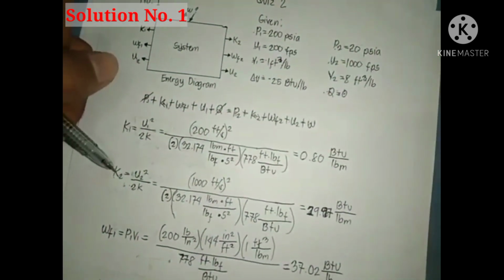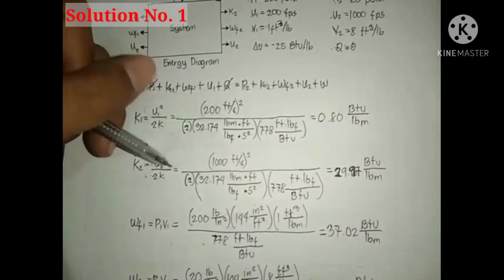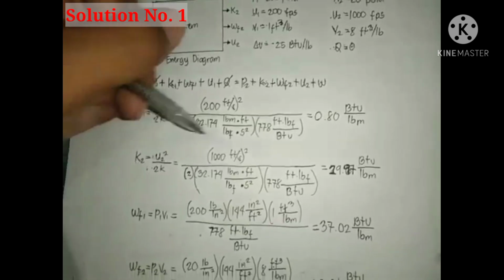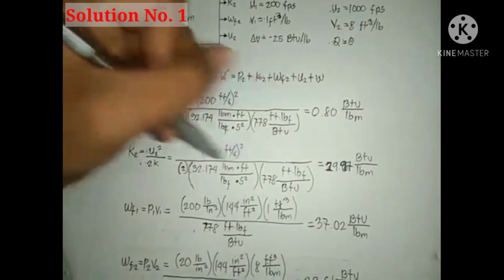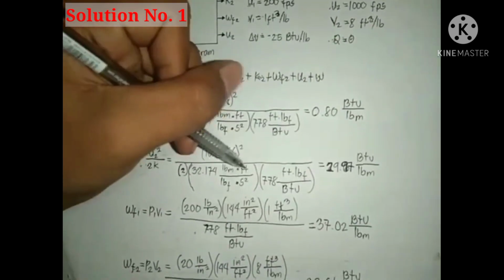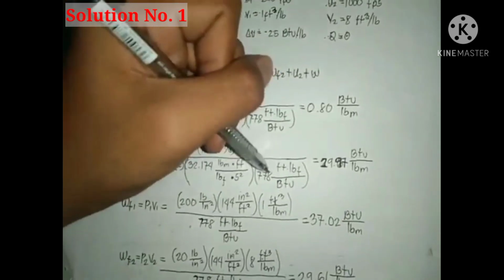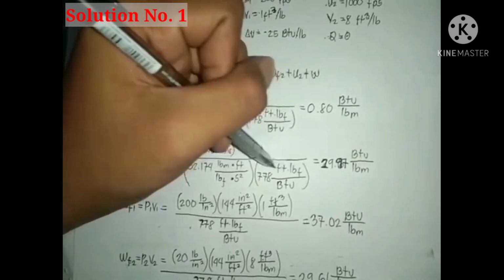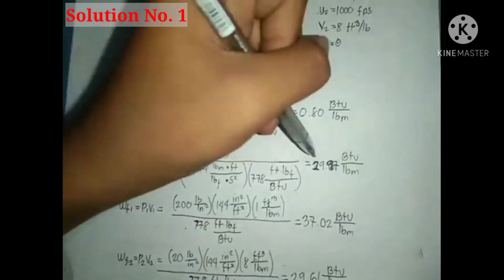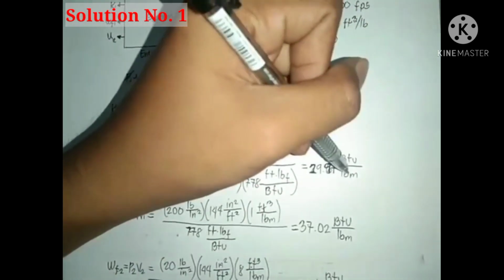To find the kinetic energy 2, we use this formula. K2 is equal to velocity 2 raised to 2 over 2K, which is equal to 1000 foot per second squared over 2 times 32.174 lbm foot over lbf second squared times 778 lbf foot over BTU, which is equal to 19.97 BTU per lbm.